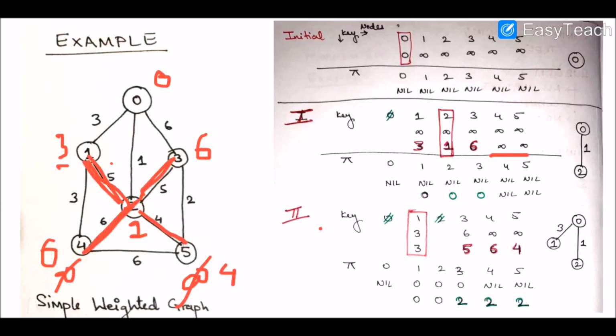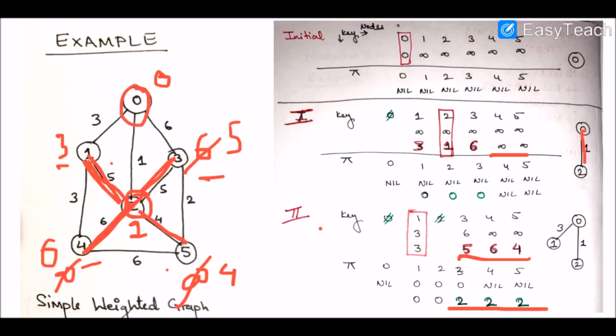Now see here, 3 had been updated through 0 and the key value was 6, but the weight of the edge between 2 and 3 is 5, so this will be updated with 5. So we can see that 3, 4 and 5 have been updated with the key values 5, 6 and 4. And who has updated them? 2 has updated them, which means the pi value will be changed to 2, 2 and 2. So the nodes now included in the tree are 2 and 0.